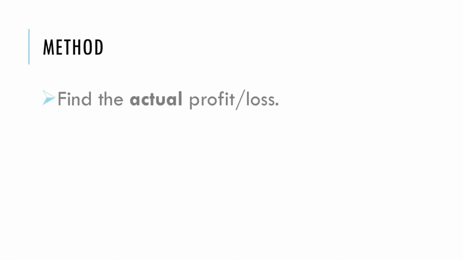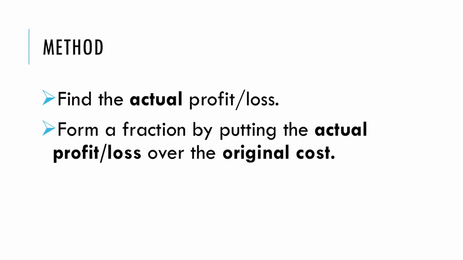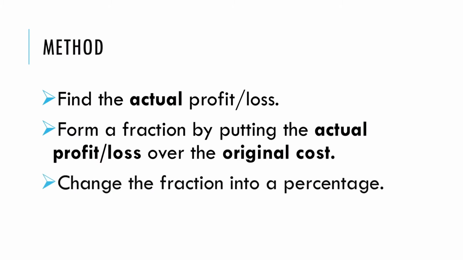This can be really helpful for businesses to price their items right to make sure that they're making a percentage profit, okay? So we have a method here for this. First of all, we are going to find the actual profit or loss. So we're going to find what money did they actually profit or lose at the end of that. Form a fraction by putting the actual profit or loss over the original cost, and then we're going to change the fraction into a percentage, which we've had lots of practice of doing.